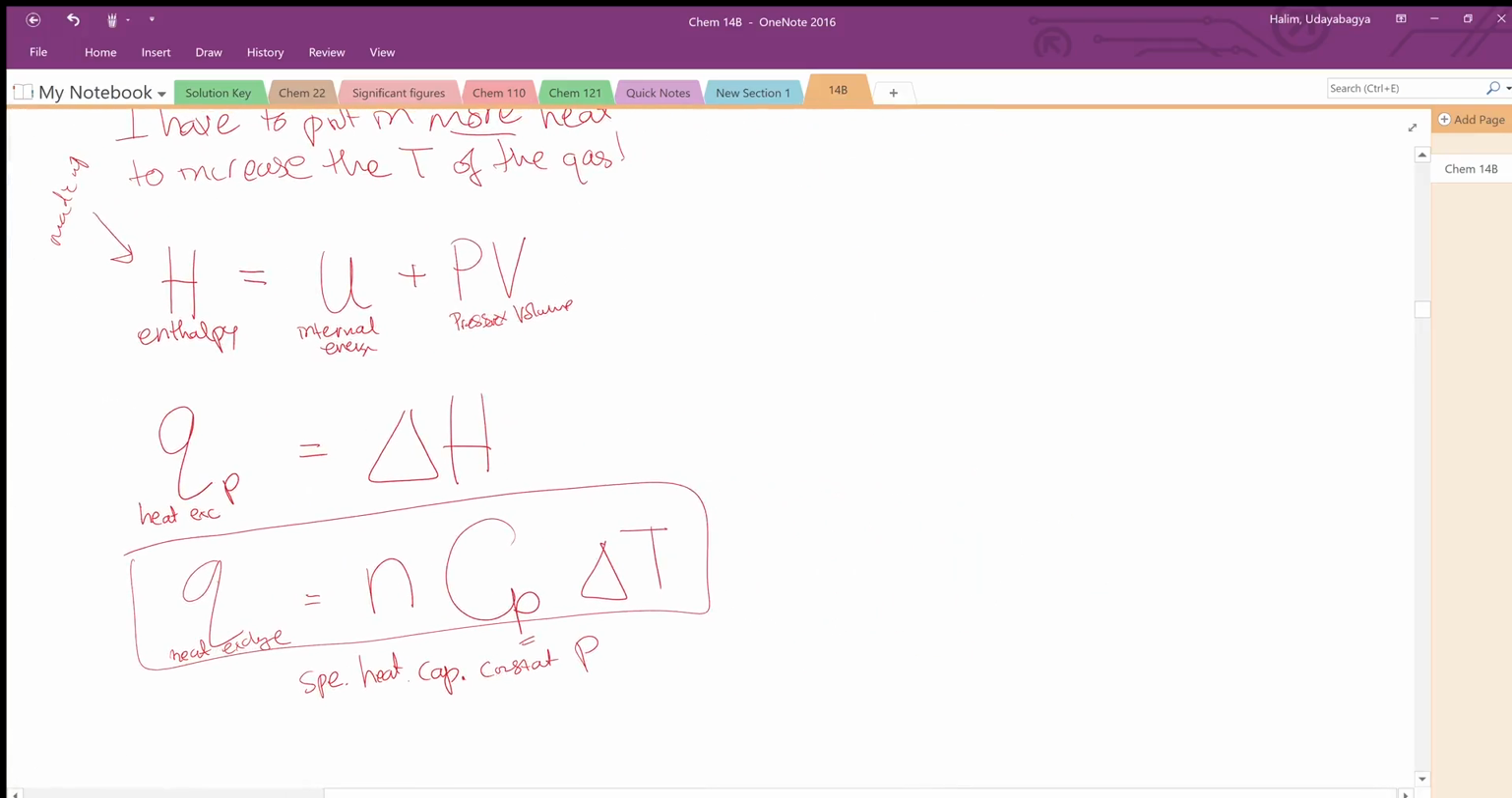And again, the physical meaning of delta H or enthalpy, if you've taken high school chemistry, is that delta H is equal to the amount of heat exchange at a constant pressure. But it's only true at a constant pressure, and that's about it. It's quite restrictive that delta H is heat exchange only at a constant pressure.